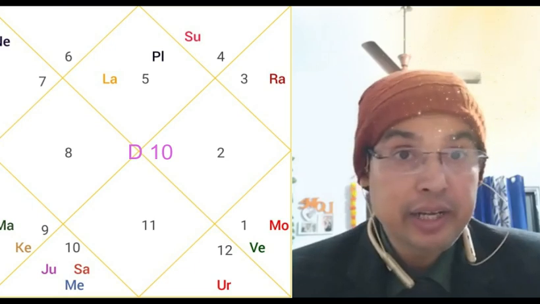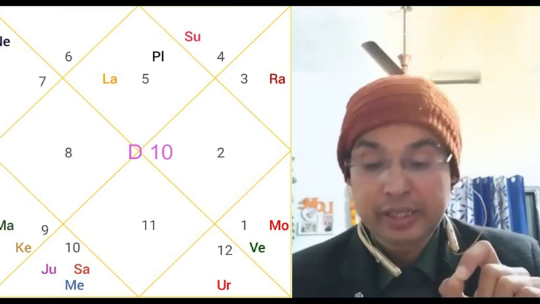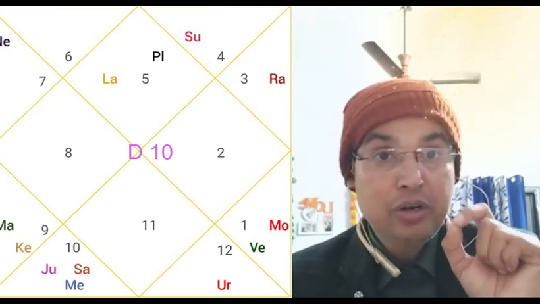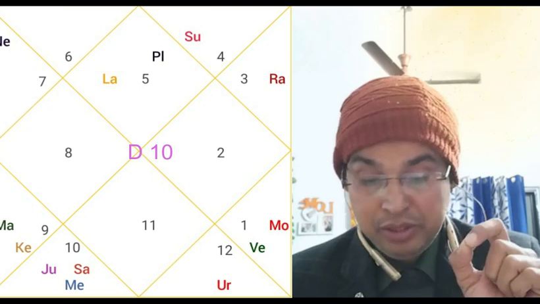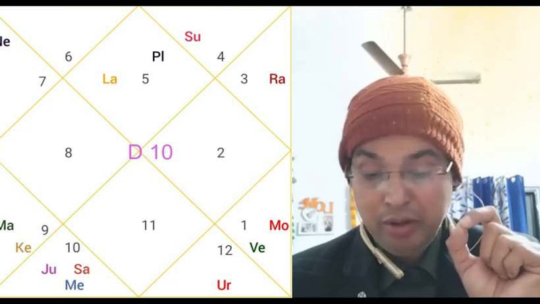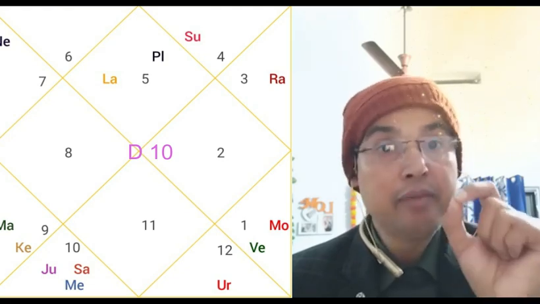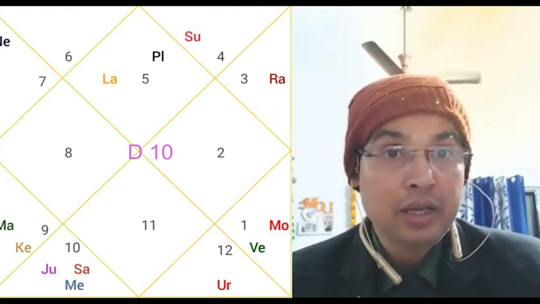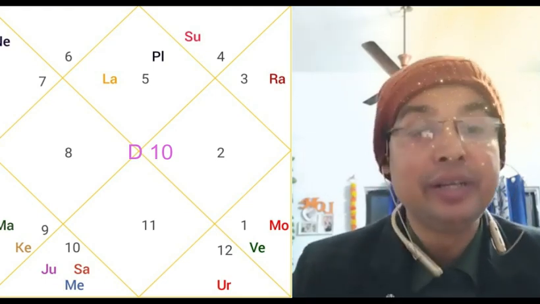D10 chart ascendant is Leo. Leo is the ascendant, and the ascendant Lord Sun is in the 12th house. Rahu is in the 11th house. Moon and Venus in the 9th house. Saturn, Jupiter and Mercury in the 6th house. And Mars, Ketu in the 5th house. So now we are going to interpret the D10 chart.